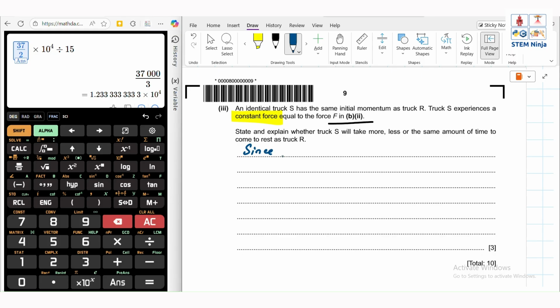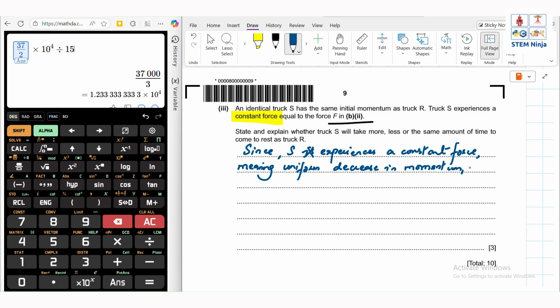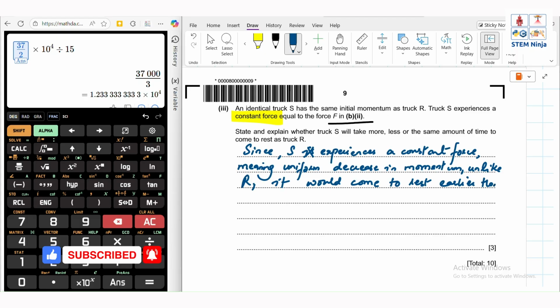that since S experiences a constant force, meaning uniform decrease in momentum, unlike R, it would come to rest earlier than R.